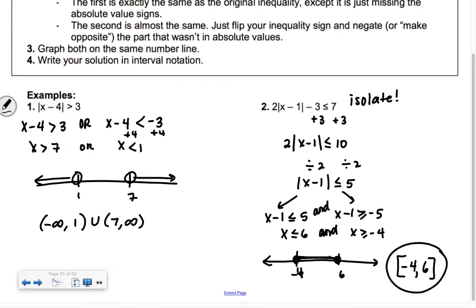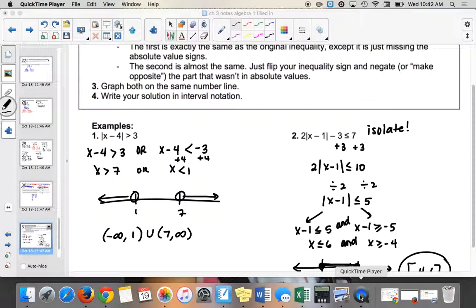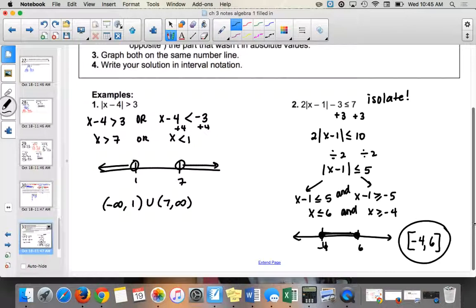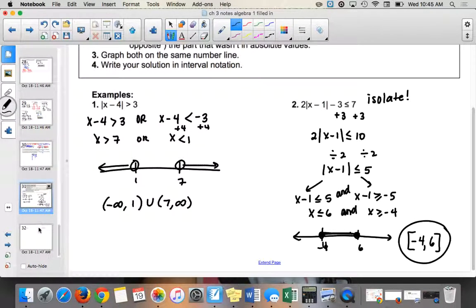All right, I want you guys to try the last two on your own. So try the last two on your own. I'll pause. All right, here we go. So I'll do it up here. So check your work. Make sure you had the same thing.